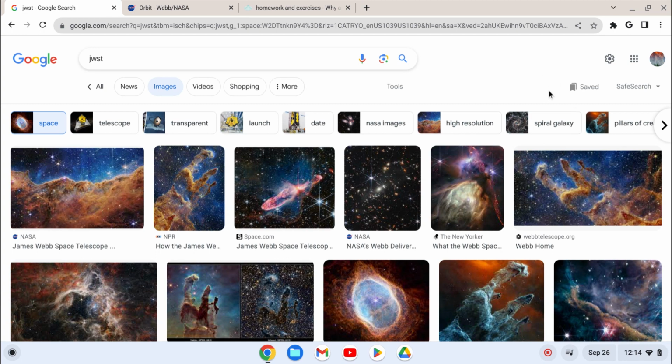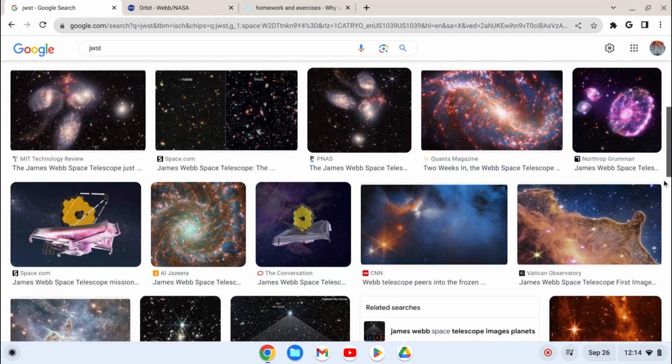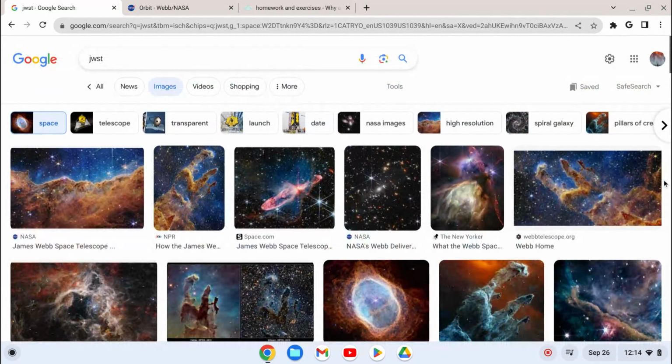I was looking at these fabulous photographs of the James Webb Space Telescope. They're all over the internet, all over YouTube. It's just absolutely beautiful and amazing, the things they're learning from this new telescope. And I asked myself this question: where is the James Webb Space Telescope? And the answer came back: it's at Lagrange point 2.